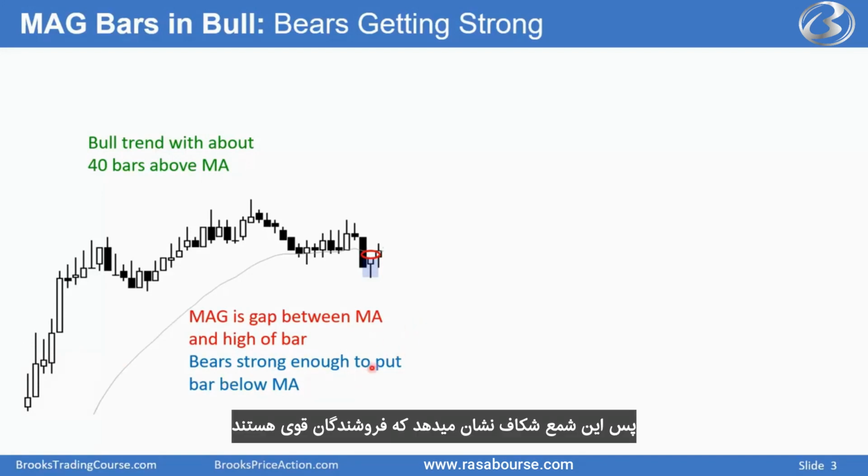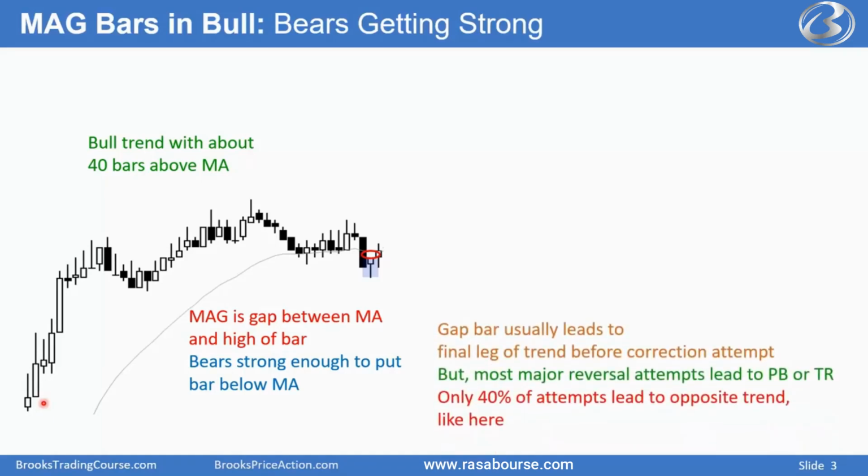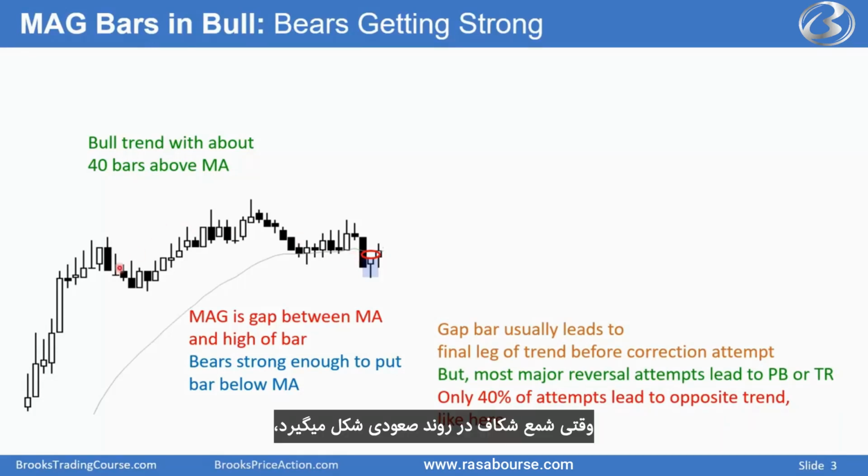A sign of strong bears, and therefore the bull trend might be transitioning into a trading range, and it might be preparing to transition into a bear trend. A gap bar in a bull trend usually leads to the final leg of the bull trend before the bears create an attempt at a major trend reversal.